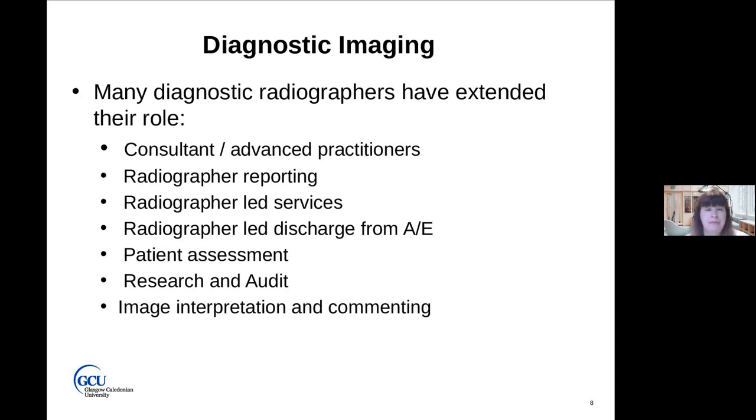One example of that is in breast imaging. There are radiographers across Scotland now who are running their own clinics. Essentially what will happen is that women will attend with a lump on their breast. The radiographer will either perform the mammogram or another member of the team will perform the mammogram.